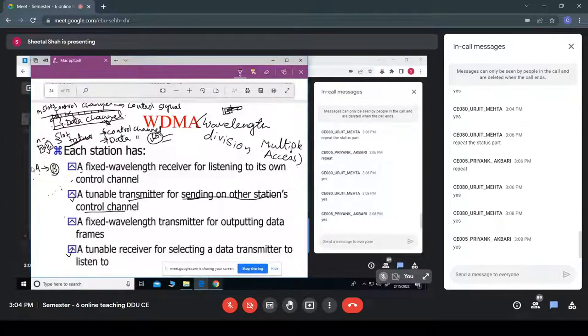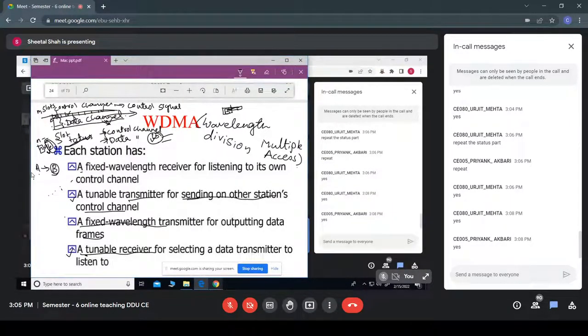Now what happens? B would accept that request by sending the acknowledgement of that request on its status slot. Because A is listening to its own status slot, once A has received it, it would tune to B's channel, and because the transmitter is of fixed wavelength, A will put its data onto its data channel, and B has to tune to A's data channel, and it will accept the data. Is this thing clear?